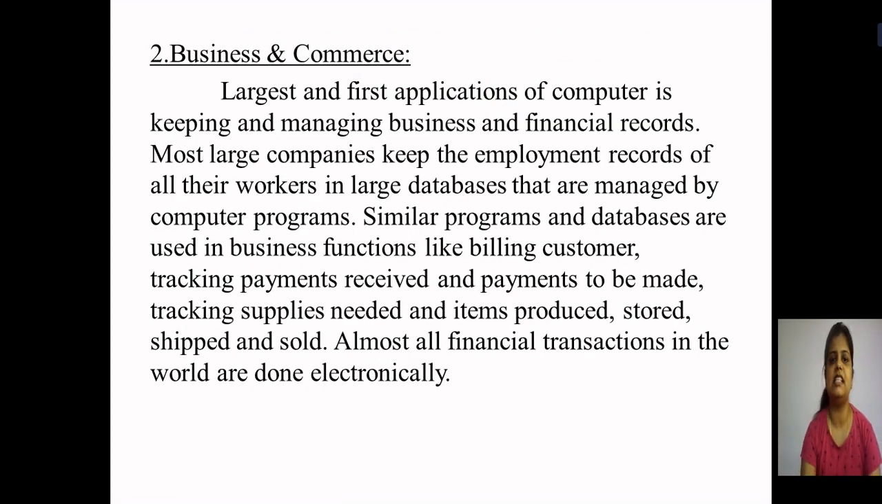The second is business and commerce. So now what is the use of this in business and commerce? You all can see that this is one of the largest applications of computers, which is used mostly in business and financial records, to maintain the financial record.